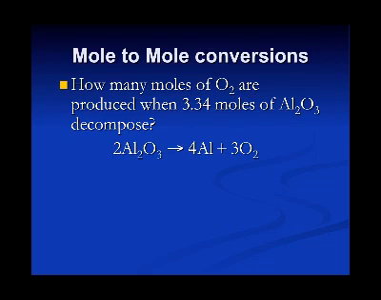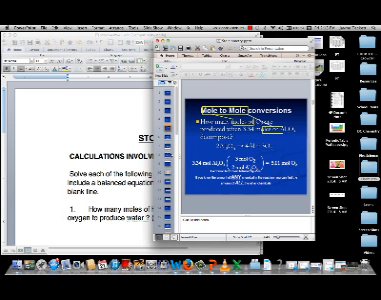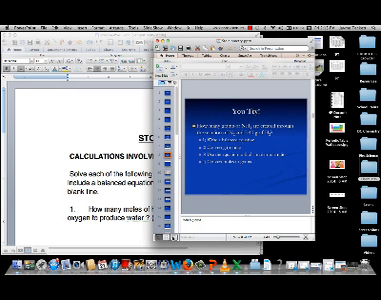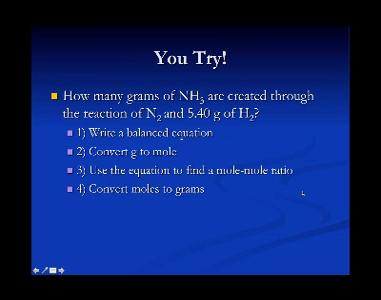So what I would like for you to do is give this a shot all on your own. I want you to try to answer this question. I want you to figure out how many grams of ammonia are created through the reaction of N2 and 5.4 grams of H2. You need to, first of all, write a balanced equation. You need to convert the grams to moles. You then need to use the equation to find your mole-to-mole ratio. And then the last step is you need to convert the moles to grams. I want you to try this. Everybody better have an answer when I get here tomorrow.